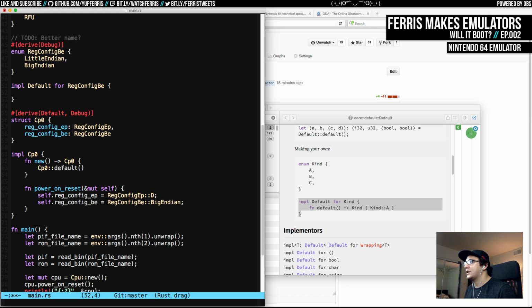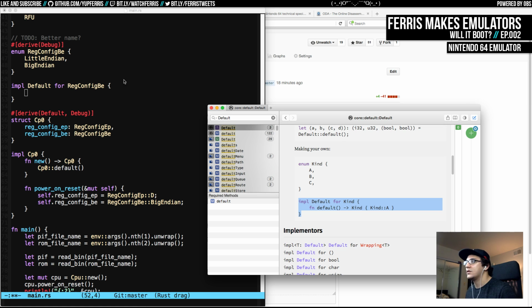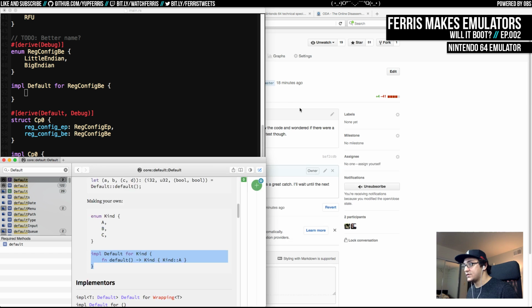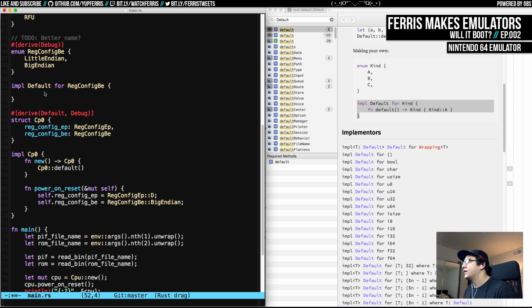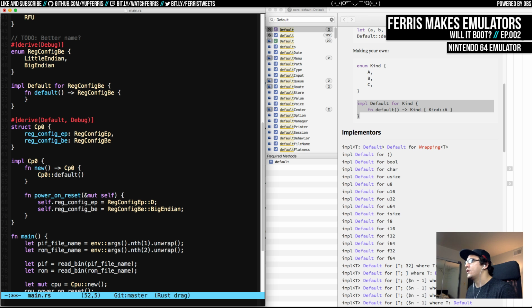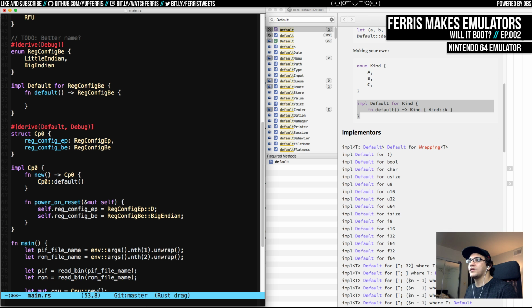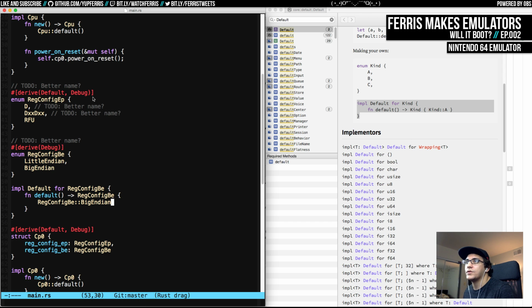Yeah, so then this will have, I believe, go ahead and move that over there. Oops, wrong arrow. Function default, which will return a RegConfigBE, and that will return RegConfigBE::BigEndian. Since we have to implement the default, we'll just do the right one. And we'll do the same thing for RegConfigEP.